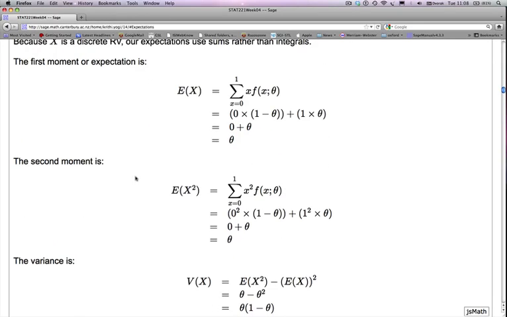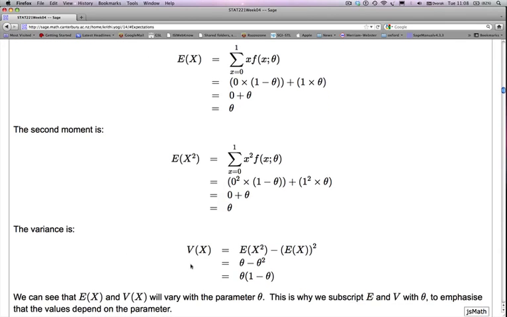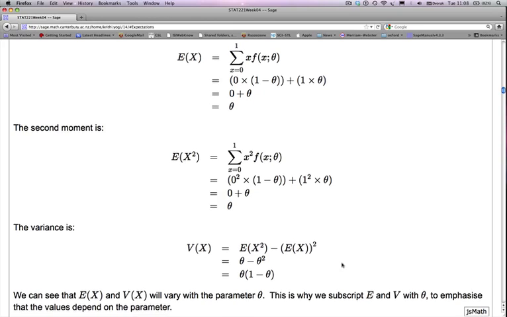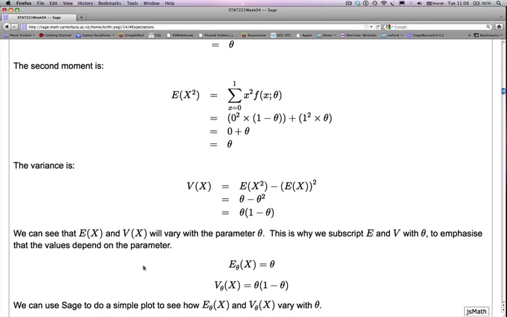Now let's compute the second moment. The second moment is simply expectation of x squared, and that's x squared times f of x, so 0 squared times 1 minus theta plus 1 squared times theta, which is 0 plus theta, and that is also theta. Now the variance V of x is expectation of x squared minus expectation of x the whole squared, so that is theta minus theta squared, which is theta times 1 minus theta if you pull the theta out of these two terms.